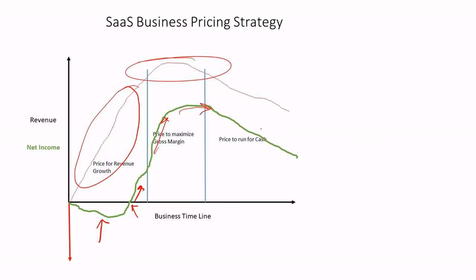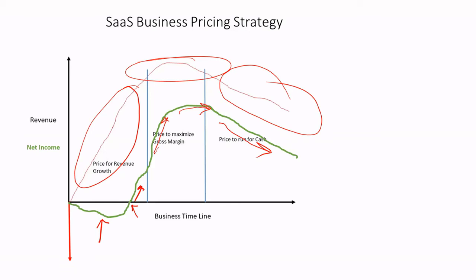And then, of course, finally, if we enter into this decline phase where the number of users is declining, we may need to look at pricing that continues to maximize the revenue even in that declining phase, but also maintains as much net income as we can during that decline phase.